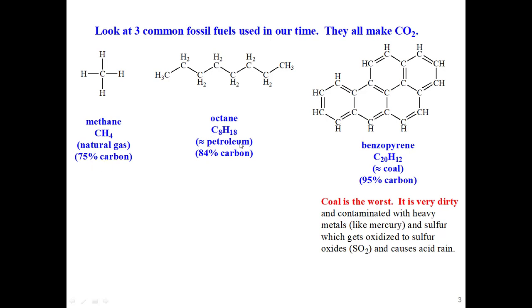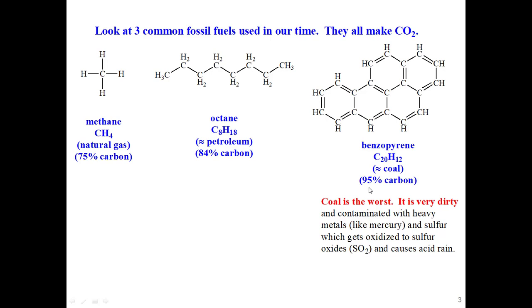And then we're going to look at petroleum, but we're going to approximate petroleum with octane. Octane has 8 carbons in it, and so that means an octane molecule will make 8 carbon dioxides. So we're going to use that as our approximation of fossil fuels. Now, that is 84% carbon, so not as good as methane. But then we're also going to look at coal. Coal is the worst. Okay, we're going to approximate coal with something called benzopyrene, which has 20 carbons for only 12 hydrogens.